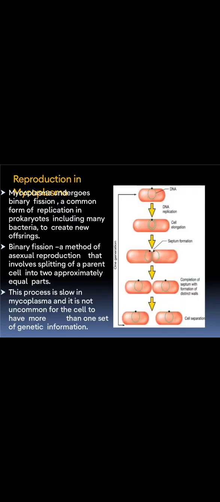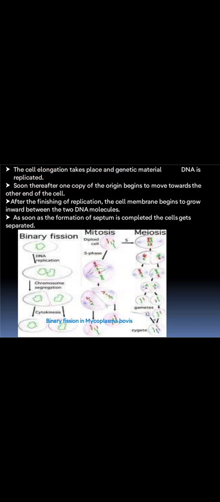Coming to the reproduction, it is the common reproduction, that is binary fission, which happens in prokaryotes. It's asexual reproduction. In this, the parent cell gets split into 2 equal parts, and this reproduction is very slow in Mycoplasma, and it is not uncommon for the cell to have more than one set of genetic information. Here the cell elongates and the genetic material DNA is replicated. After replication finishes, the cell membrane begins to grow inward between the 2 DNA molecules. As soon as the septum is formed, the cells get separated.